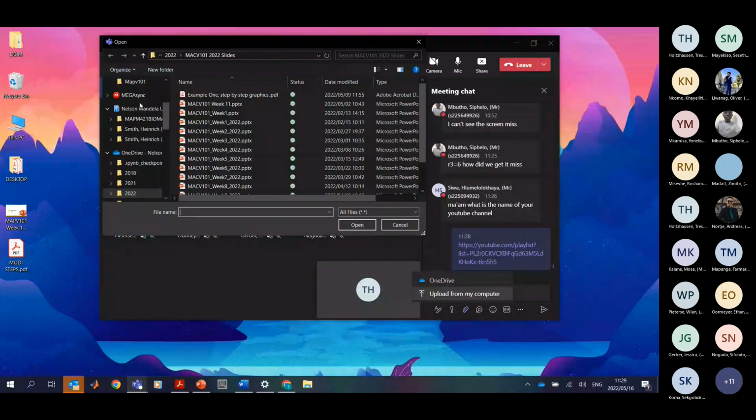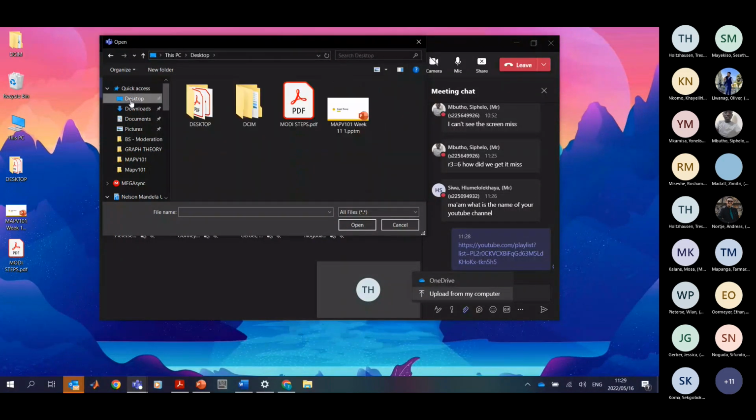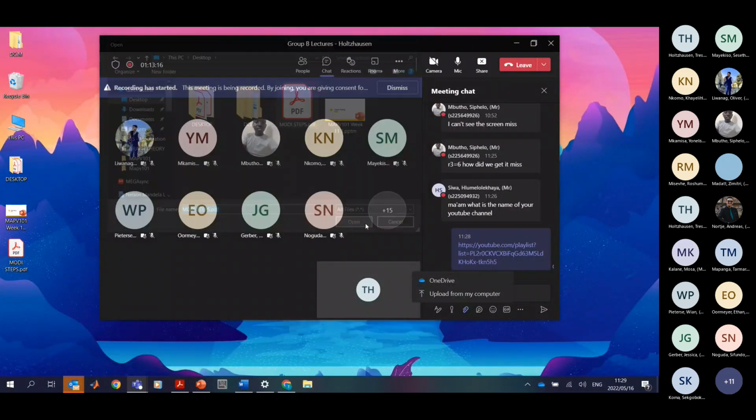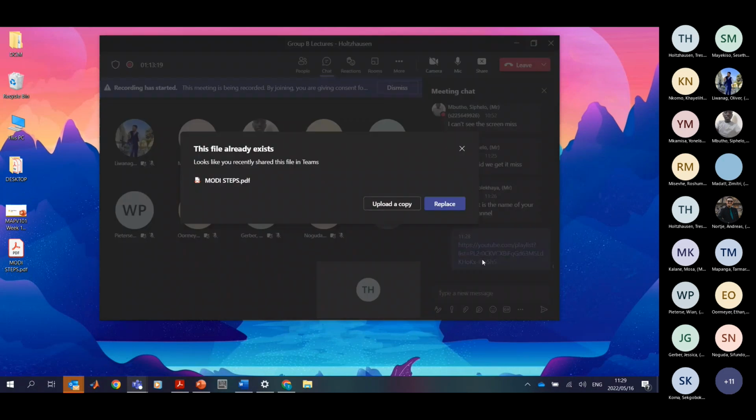I'm just adding some extra stuff for you guys. I rewrote the Modi steps to be a little bit more clear about using the Northwest method first.